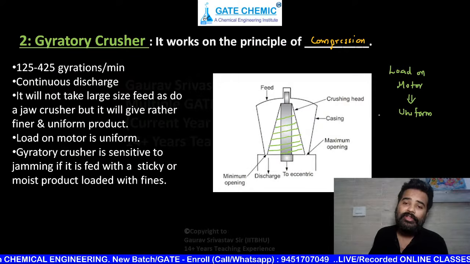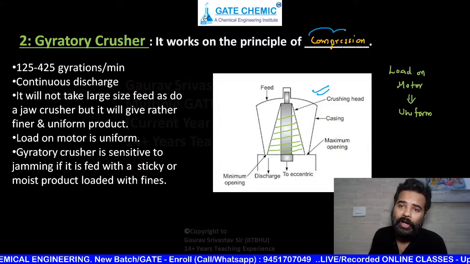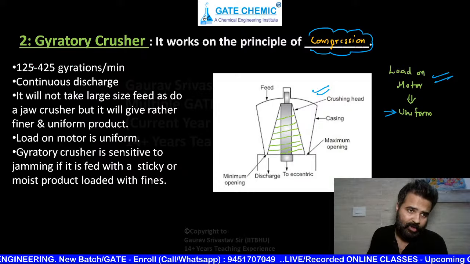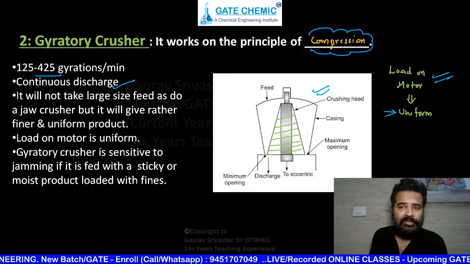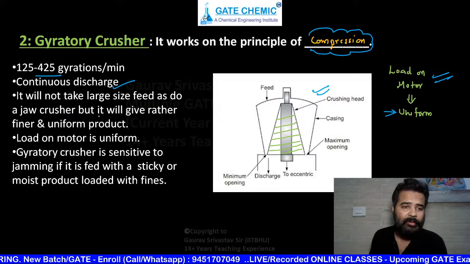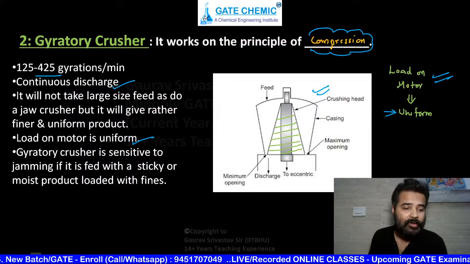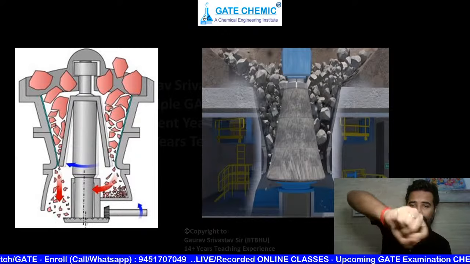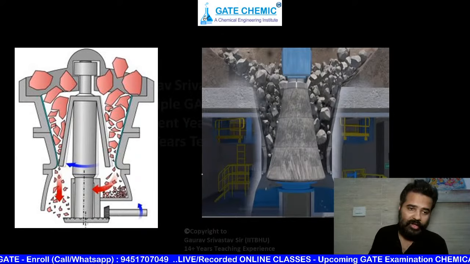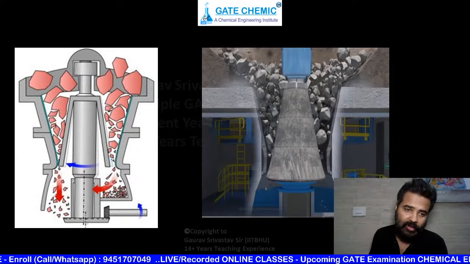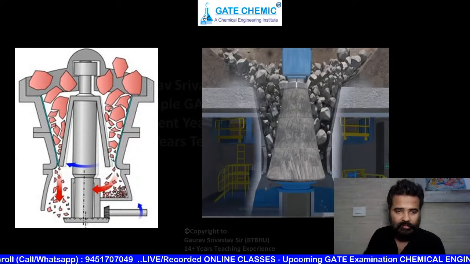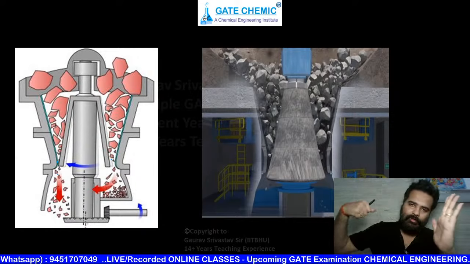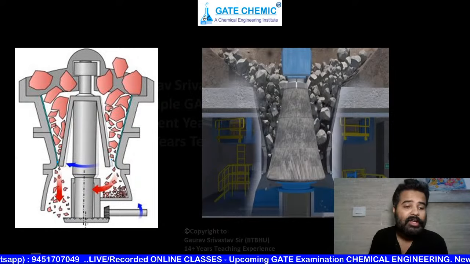Gyratory crusher: you can clearly see its diagram. It works on the principle of compression. Load on motor is uniform here. Speed is not important. Discharge is continuous, and the remaining is not important. Now you can see its diagram. Its motion is like this. One time this side is minimum opening, this side is maximum opening, and when it comes around here, it is going to crush the material with the help of compressive force again. The force is compression here.